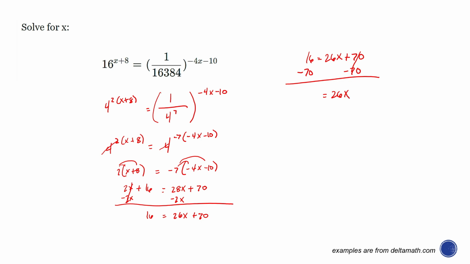So 16 minus 70 equals negative 54, and divide by 26 on both sides. So negative 54 divided by 26 is equal to negative 27 over 13. Yep, it's a fraction. All right, let's go to the next one.